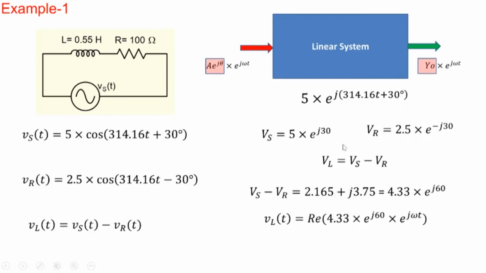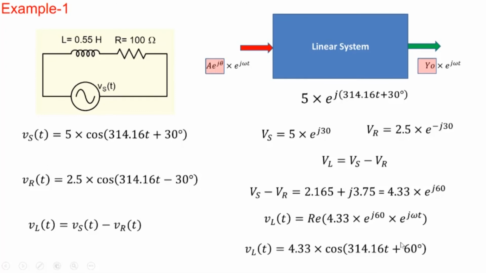But you know, we need not write it in every term. We need not write it here. We need not write it here. Everywhere we need not write it. Later on at the end, we add this e to the power j omega t. And remember what our final result is going to be, the real part of this. Okay, so the real part will be the cosine part, 4.33 cos(314.160 t plus 60 degrees) here.